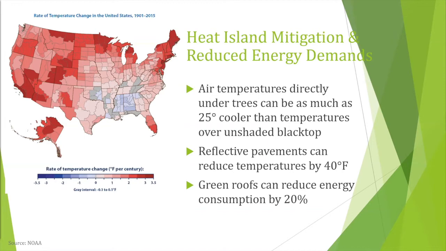And as you see, trees can reduce air temperature up to 25 degrees cooler, depending on the canopy and things like that. So it's become a crucial element in green infrastructure as far as what you're planting, how you're planting it, and where you're planting it.